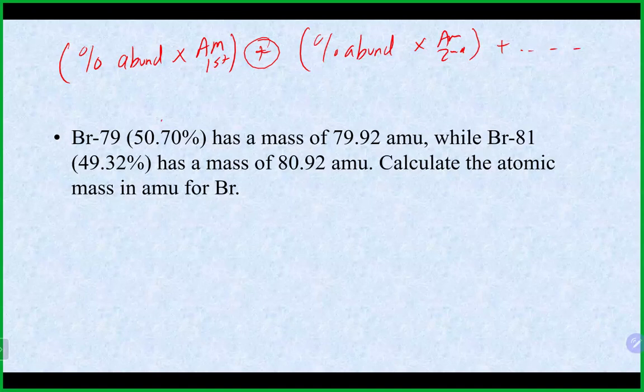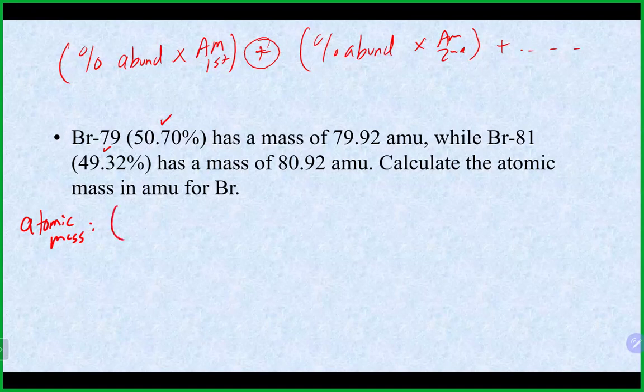And once again, it's always a good idea to quickly take a peek at the percentages and make sure that they add up to 100. Like I said, it may not be 100 perfectly on the nose, but it should definitely be in the ballpark of 100 in terms of the percentages. And we have that here. So we're going to do our atomic mass here.